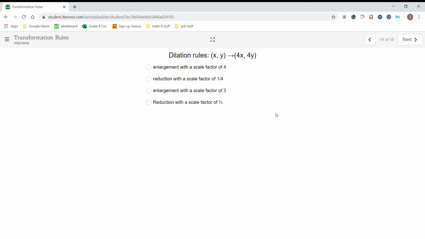Okay, so just like we talked about with similar figures, when I have an enlargement, it is a number greater than 1 that I'm multiplying by. When I have a reduction, it is a number less than 1 that I'm multiplying by. So you'll see a fraction or a decimal. This one's saying a dilation rule of 4x and 4y. Well, we just said that if it's bigger than 1, that means it's an enlargement. So I have 2 that say an enlargement, and one of them says an enlargement of a factor of 3. Well, I have a 4 in the problem. So enlargement of a scale factor of 4 is the one that I'm looking for.